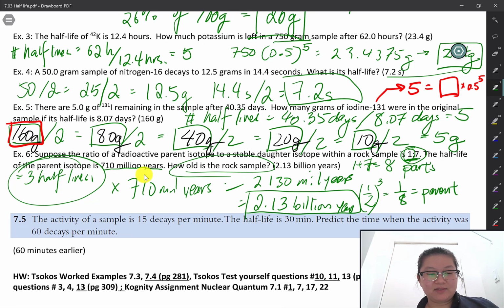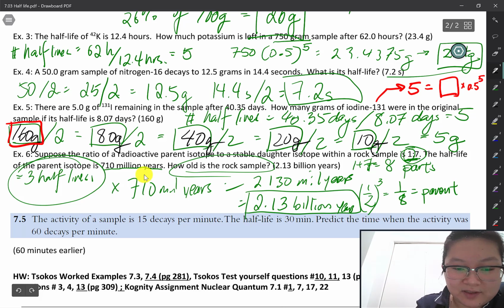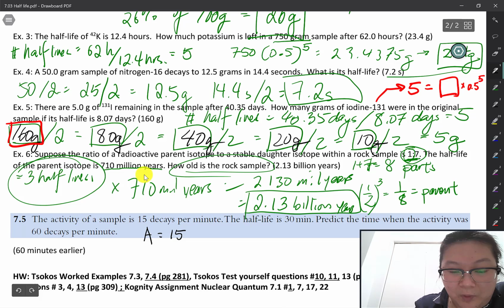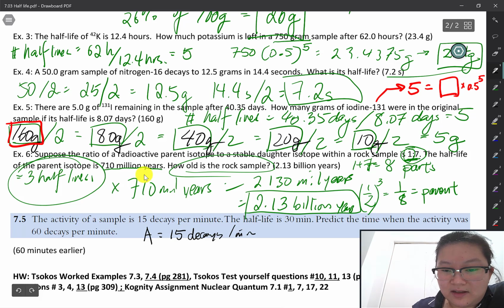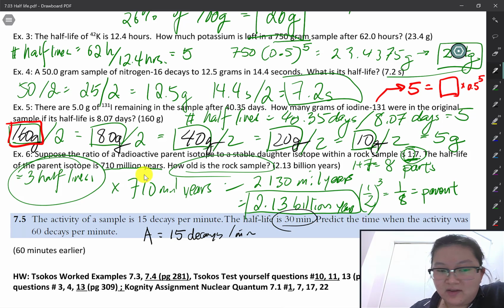Example 7. The activity of a sample is 15 decays per minute. So that's an activity. I'm going to use black for this. The activity is 15, but it's decays per minute, not decays per second. It may not matter here, but this is going to be decays per minute. The half-life is 30 minutes. Predict the time when the activity was 60 decays per minute.